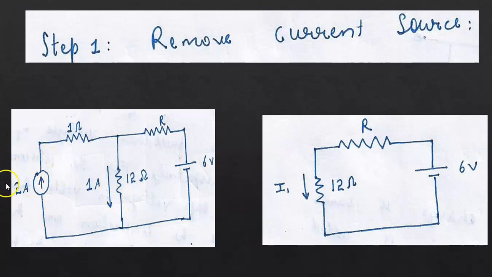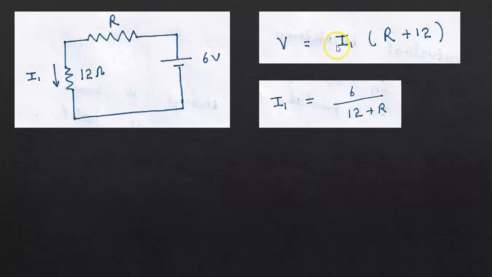Now, when we remove the 2 ampere source, the resultant circuit will be like this. This is because a current source has infinite resistance or impedance, so this branch will be open circuited. So this is the resultant circuit, and we solve for I1. I1 will be 6 divided by 12 plus R.